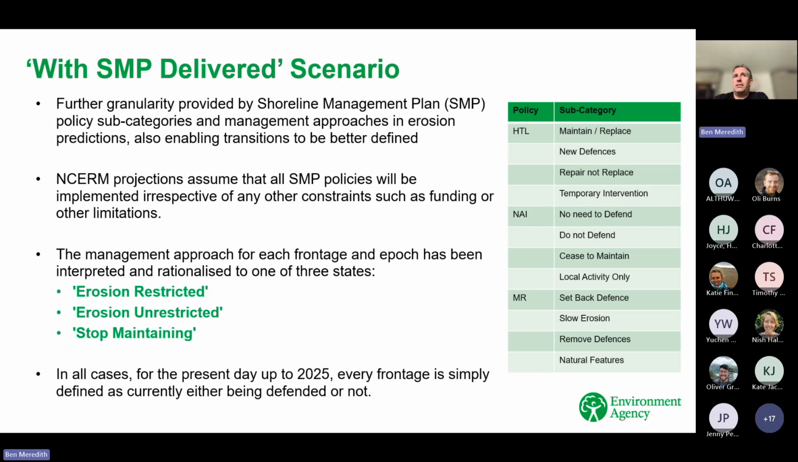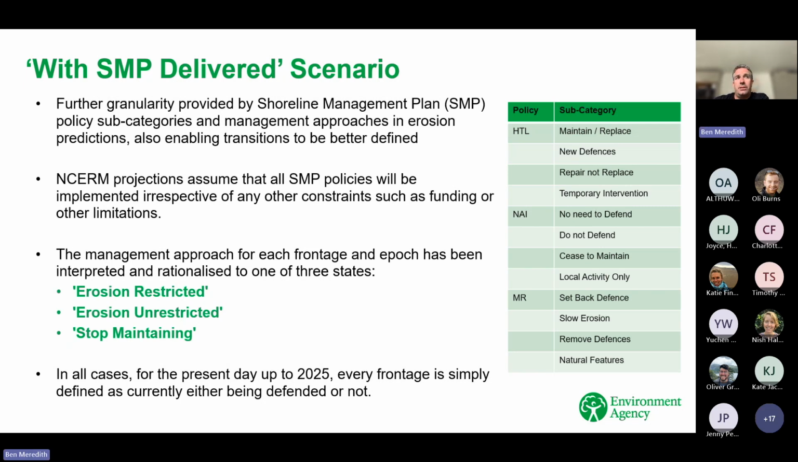And NSERM needs to make an assumption that future management follows what is set out in these long-term plans. So the modelling process cannot consider the unknowns of funding or shifts in management intent. It just takes it as written in the shoreline management plans.